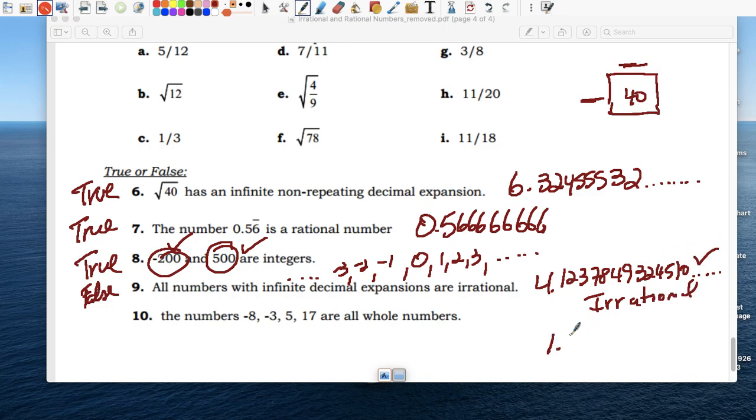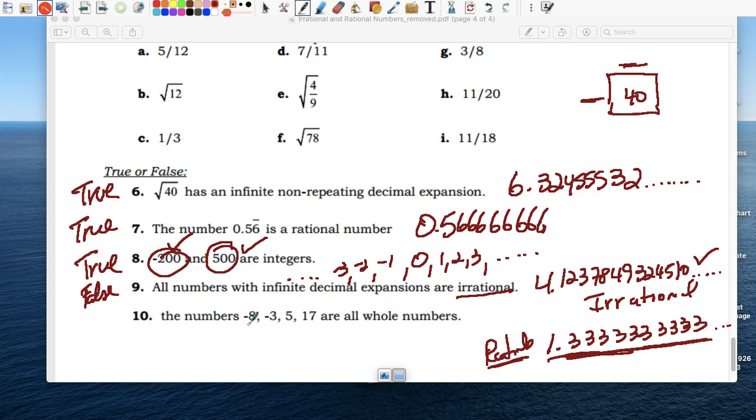But what about this number? 1.3333333333. That's a repeating decimal, right? The 3 repeats forever and ever and ever. So would that be irrational? No, this is rational. The statement is saying that as long as you go forever, you're irrational. That's not true. Here's an example of a decimal that goes forever, but it's rational.